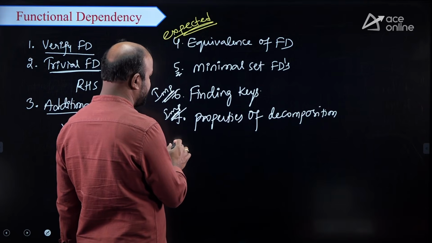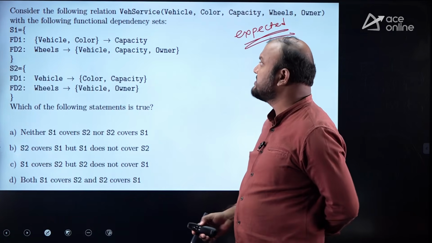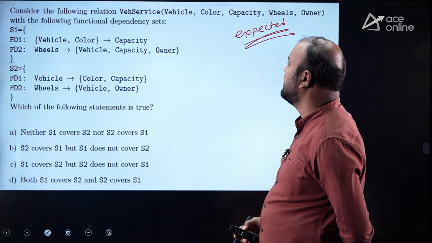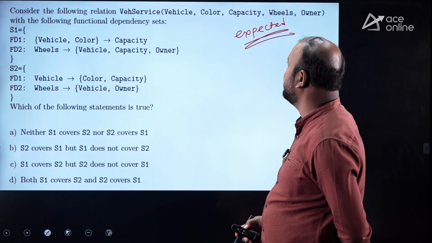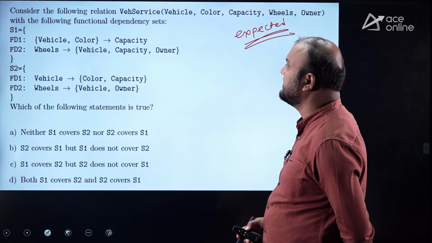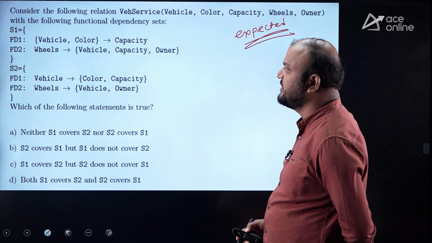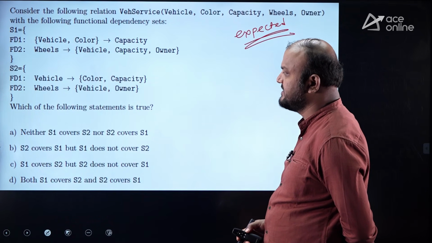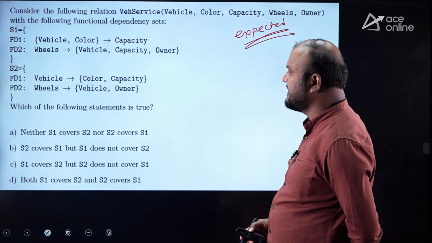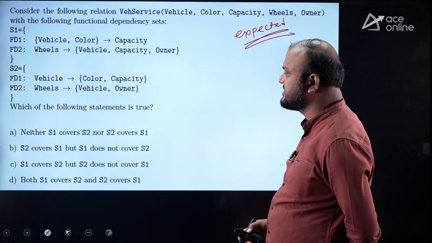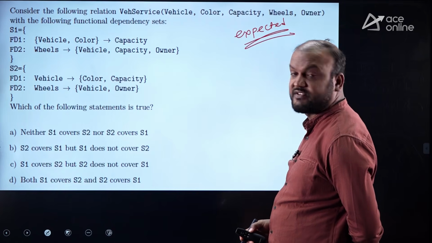Properties of decomposition, right? Consider the following relation: vehicle service, vehicle color, capacity, wheels, owner. With the following functional dependency sets, S1 we have 2 dependencies, S2 we have 2 dependencies. Which of the following statements is true? Neither S1 covers S2 nor S2 covers S1.